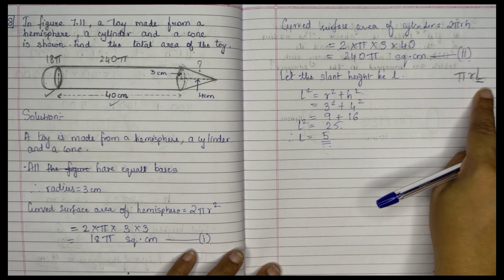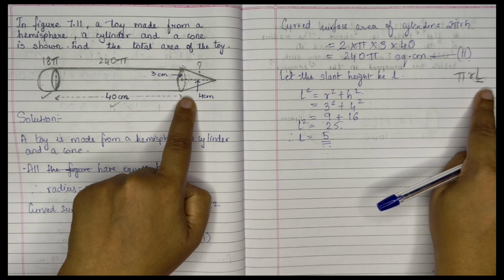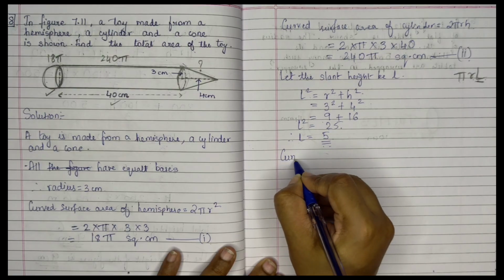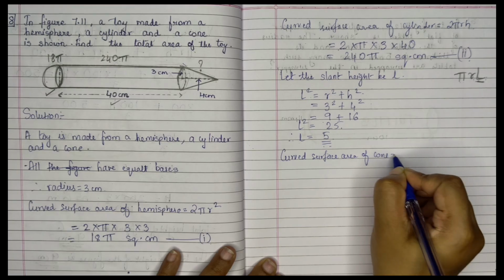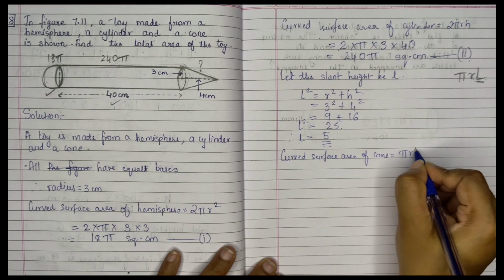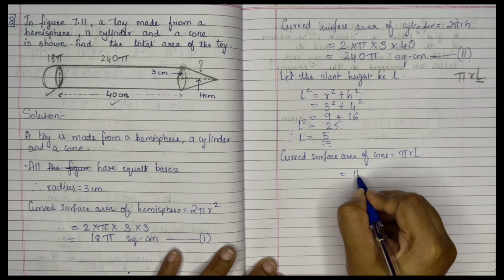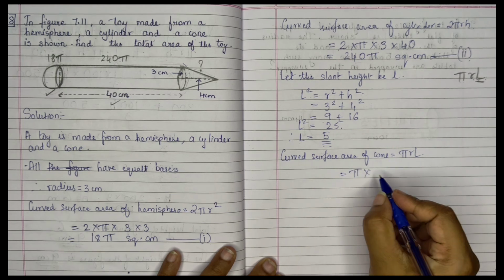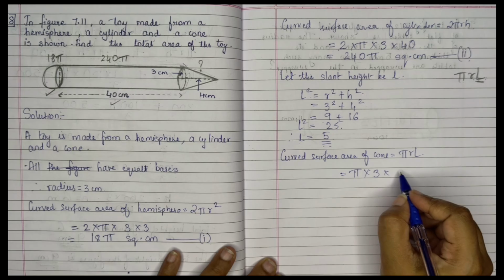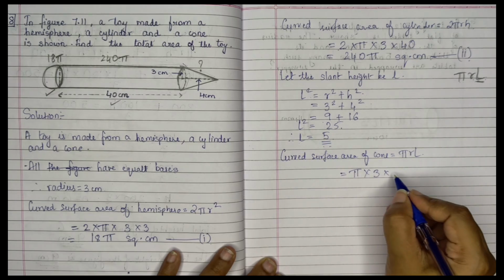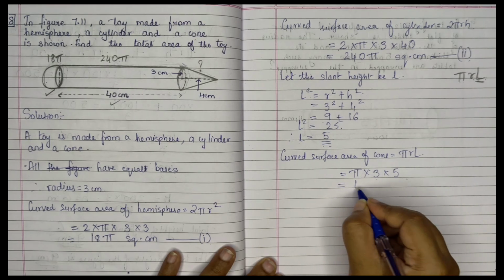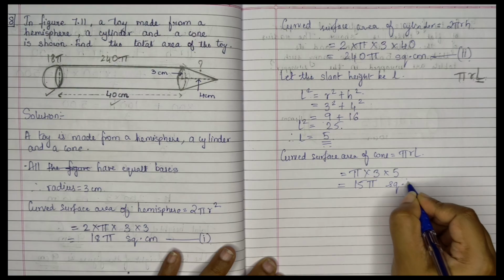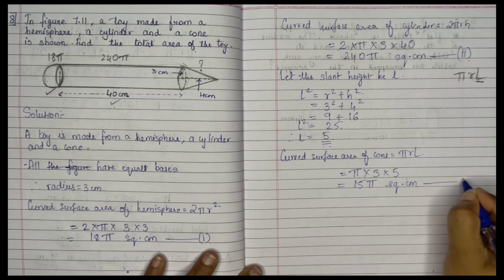Now we got L. So now we can use this formula, curved surface area of cone, and find out the curved surface area of cone. Curved surface area of cone is pi R L. Again here also we will write pi as it is. R is 3 centimeters, and L we got 5. So 5 3s are 15 pi square centimeter. And this is your third equation.